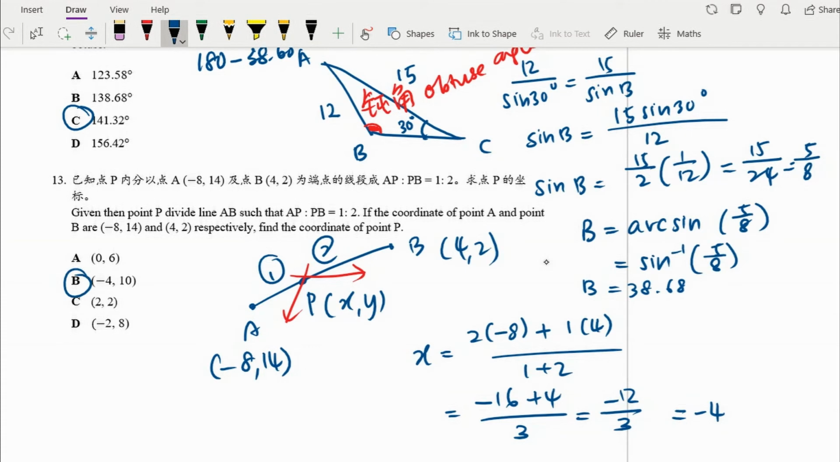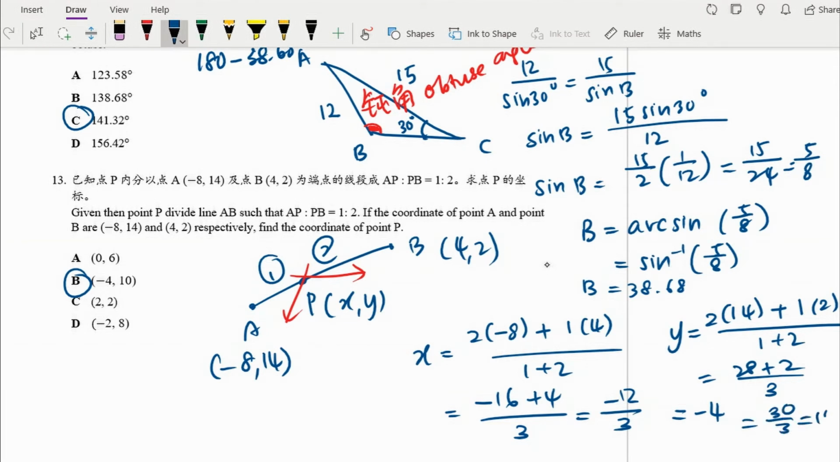For Y, you can check. So Y should be 2 times 14. Well, the number is very big. Then plus 1 times 2, over 1 plus 2. This is 28 plus 2 over 3. It's 30 over 3, which is 10. Yeah, so the answer is B.